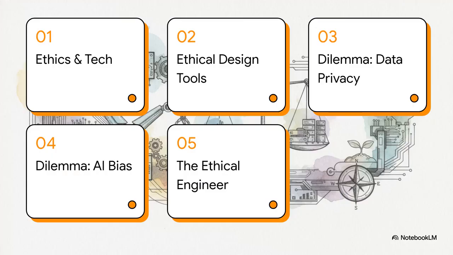Okay, let's dive right into our agenda. We've got 5 main points today. First, ethics, morality, and technology. Second, ethical design tools. Third, Dilemma 1, data privacy. Fourth, Dilemma 2, AI bias. And finally, number 5, the ethical engineer.